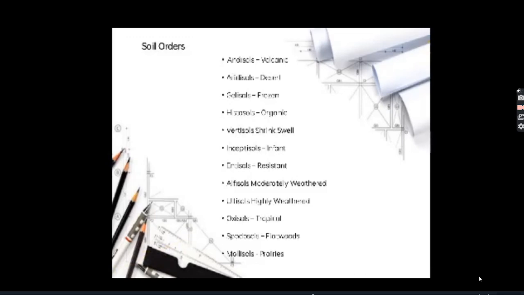The soil orders are: andisols or volcanic, aridisols desert, gelisols or frozen, histosols organic, vertisols shrink-swell, inceptisols infant, entisols recent, alfisols moderately weathered, ultisols highly weathered, oxisols tropical, spodosols flatwoods, mollisols prairies.